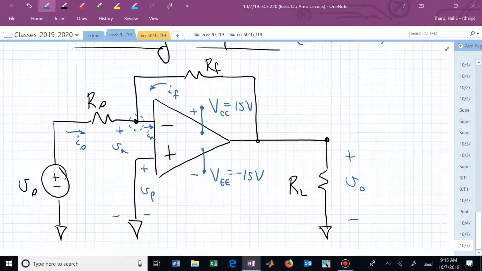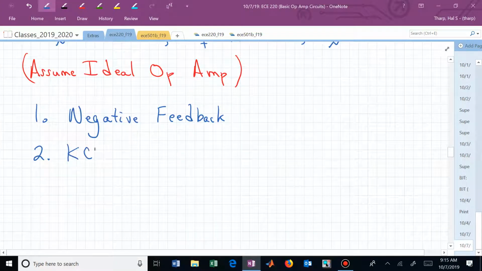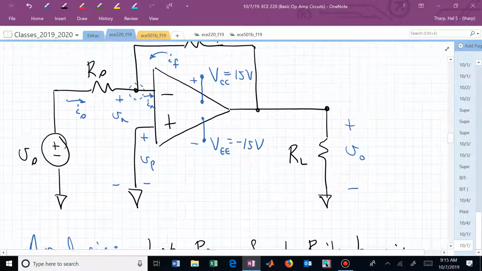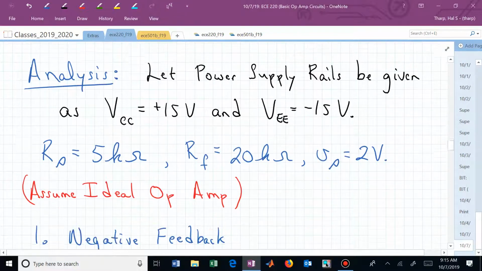Now you can write a KCL equation for that. KCL at V sub n is the sum of the currents in equals the sum of the currents out. I sub s is going in, I sub f is going in. Those sum up and equal what's leaving that node, which is I sub n. That's KCL.